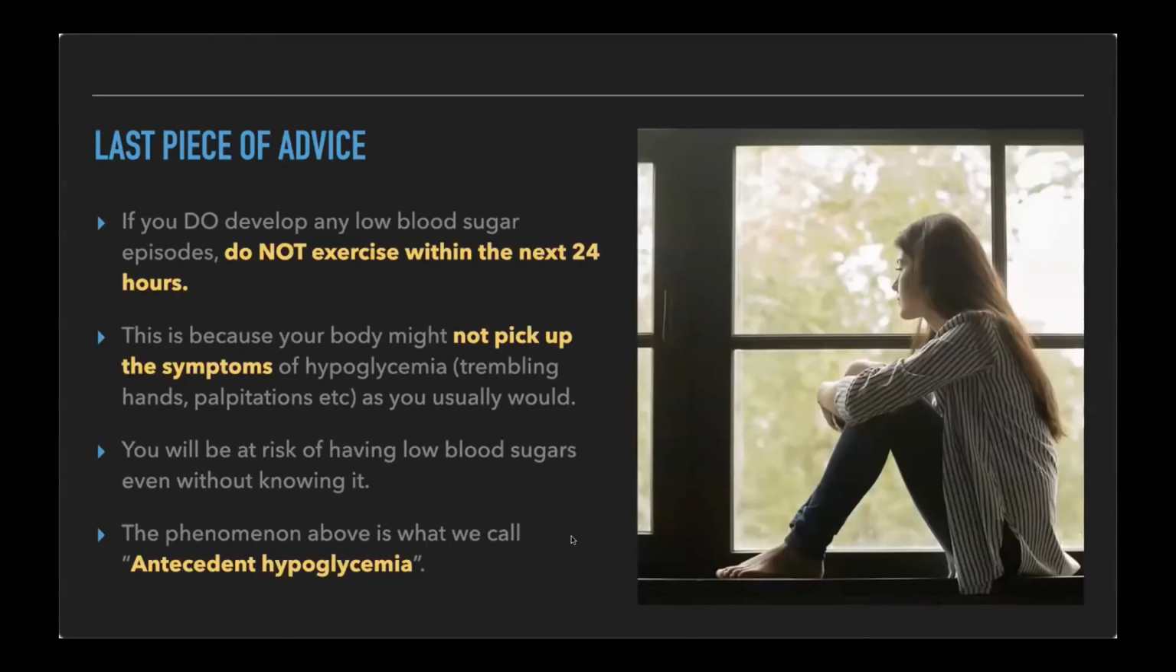Okay, for the last piece of advice, if you do develop any low blood sugar episodes, do not exercise within the next 24 hours, especially if the hypoglycemic episode was a serious one. This is because your body might not pick up these symptoms of hypoglycemia, for instance, trembling hands and palpitations, as you usually would. You will be at risk of having low blood sugars even without knowing it.